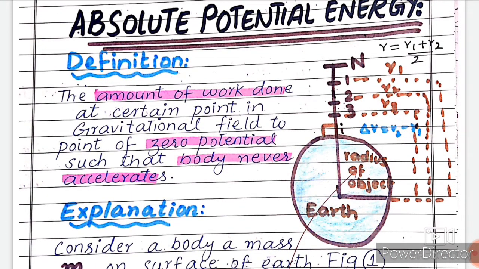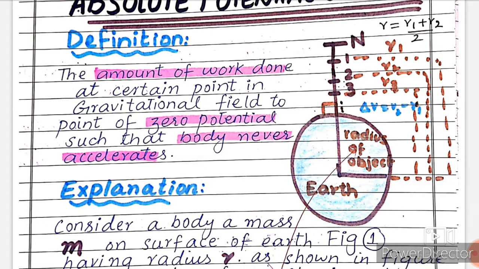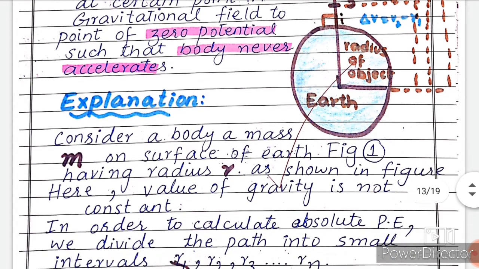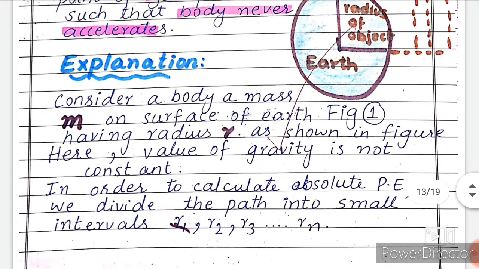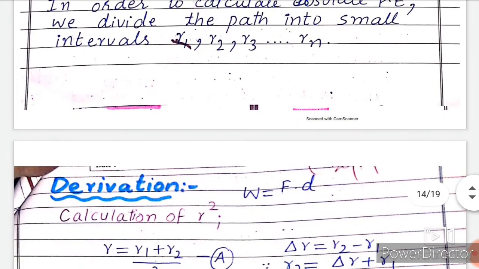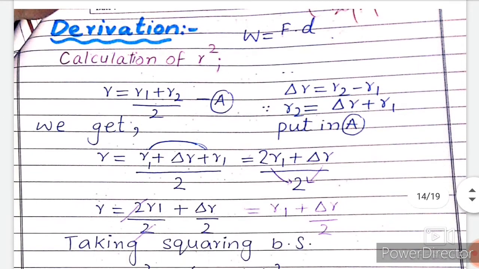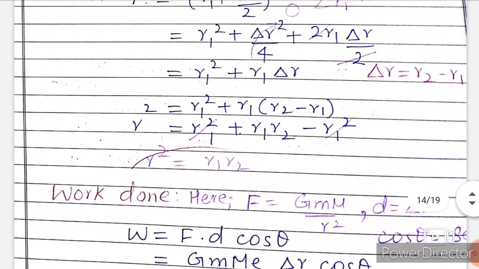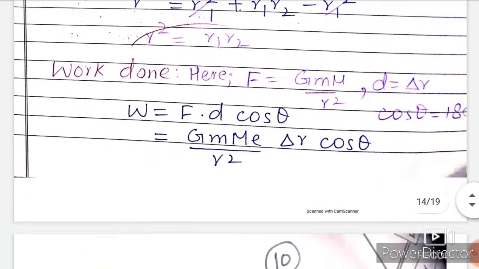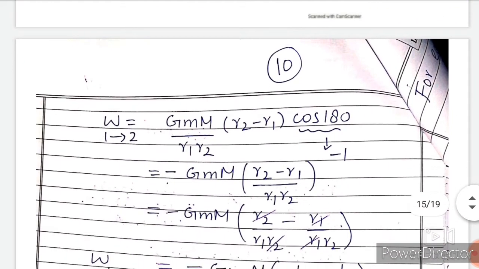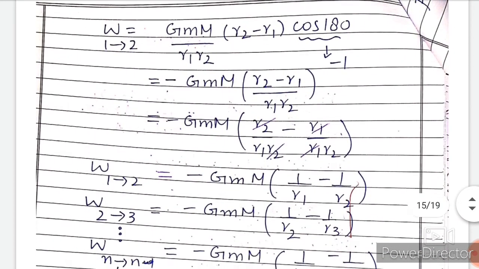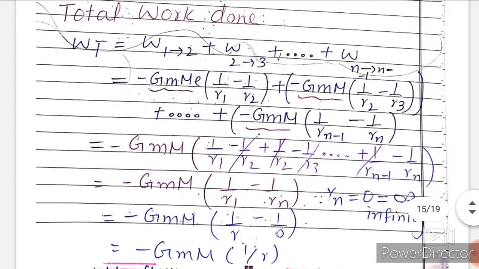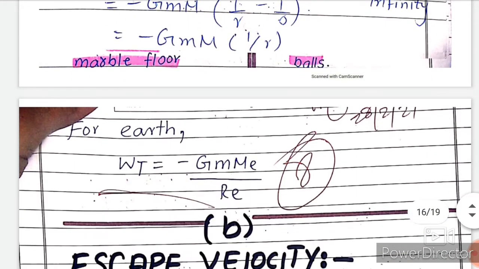First write the definition and then the diagram. Draw neatly, colorfully and highlight the main points. Then explanation. Then derivation. In this way you can do the derivation of absolute potential energy. So the derivation is going on. Then total work done, you have to find it in the absolute potential energy. Then here it is derived.